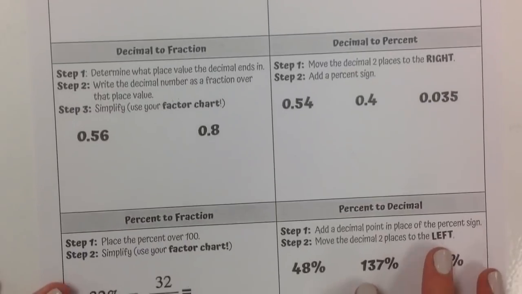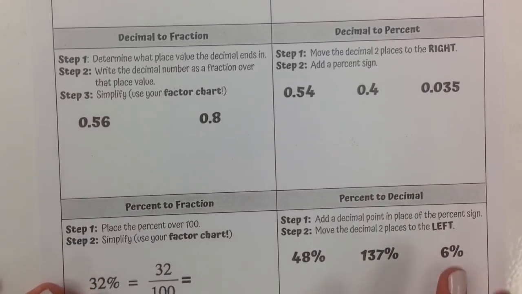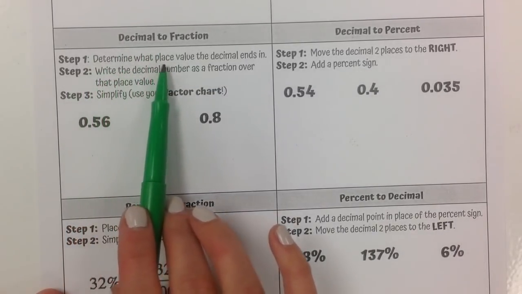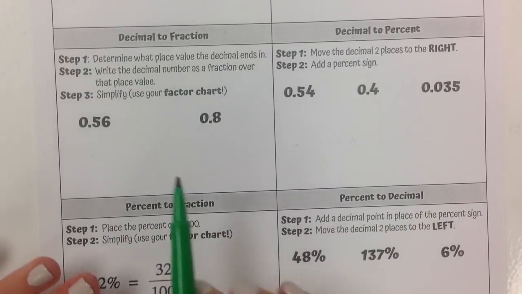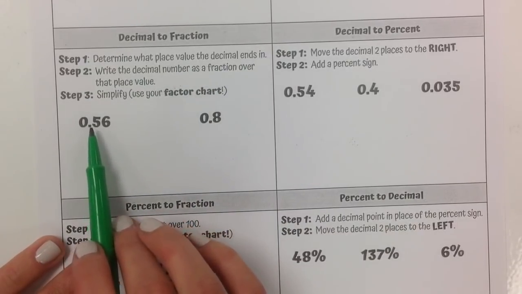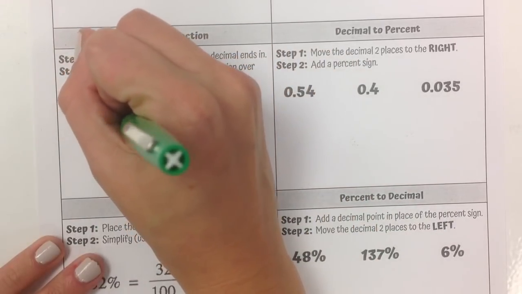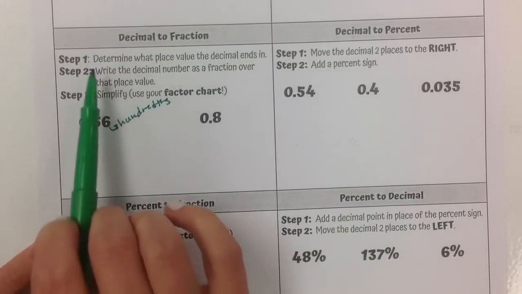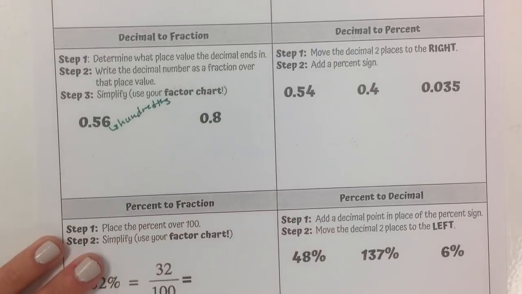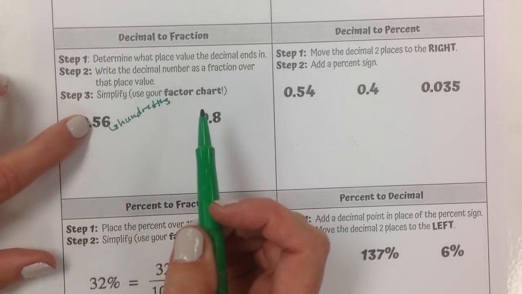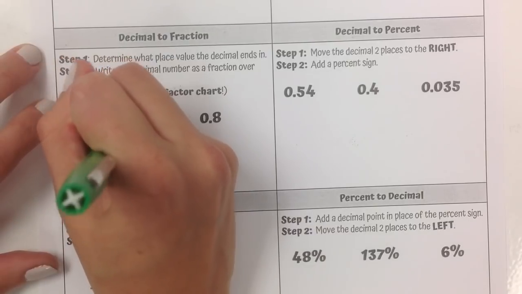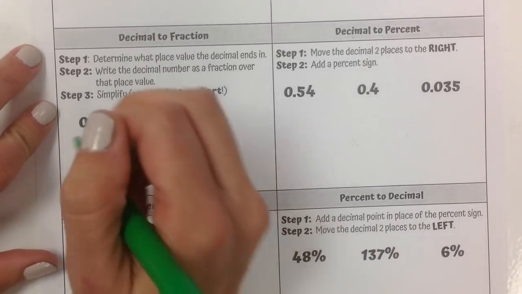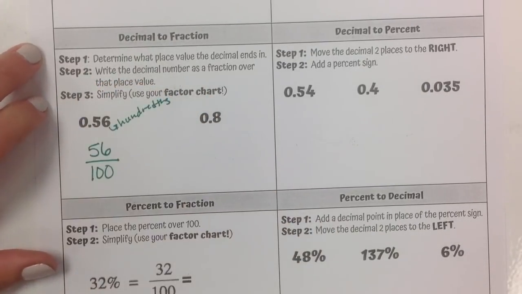All right, now let's look at if we start with a decimal, how can we convert between the two? For decimal to fraction, the first step is we determine what place value the decimal ends in. If we look at this decimal right here, we have the tenths, hundredths. It ends in the hundredths place. Once we figure that out, we write the decimal number as a fraction over that place value. The decimal number, if we ignore the decimal point, is 56, and we write it as a fraction over whatever the place value was. So if it's in the hundredths place, it's going to be over 100.